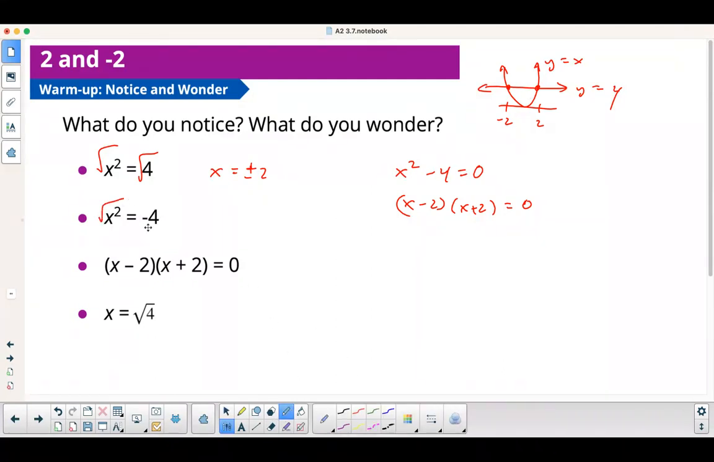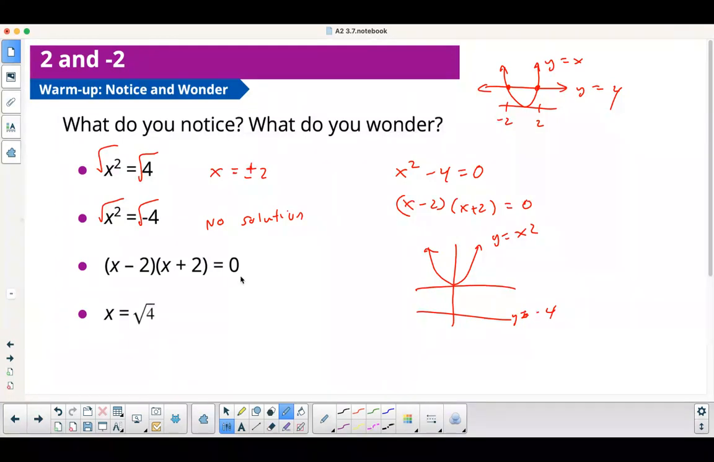Let's see here. You might try to square root both sides here. You might say, oh, shoot, I can't square root a negative. Well, you can. It's just going to be an imaginary number, but it's not going to give you a real number. So this one probably has no real solution. And if you go back to your graph here, y equals x squared, and negative 4, pardon my bad horizontal line, but they're never going to touch.